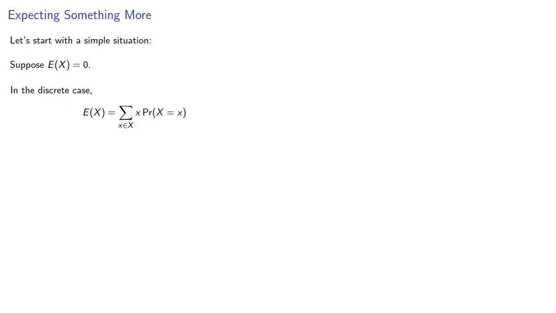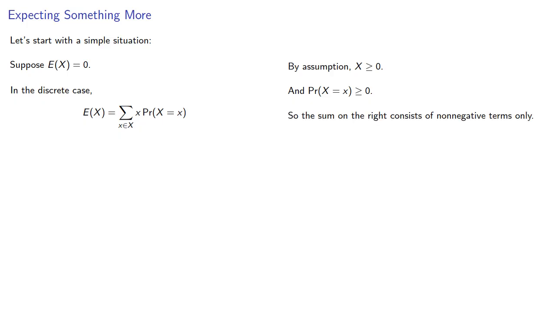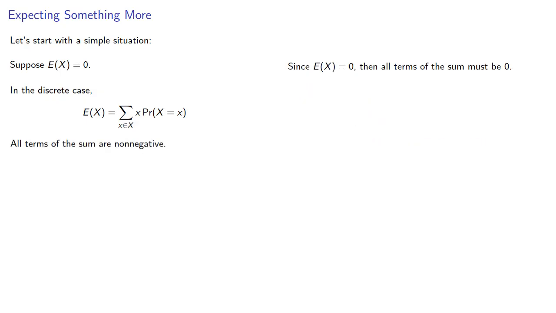So by assumption, the values of our random variable are always non-negative, and because it's a probability, any probability is non-negative. And so the sum on the right-hand side consists of non-negative terms only. Since the expected value is 0, then all the terms of the sum must be 0. And that means if x is positive, then the probability that our random variable is equal to that value must be 0.